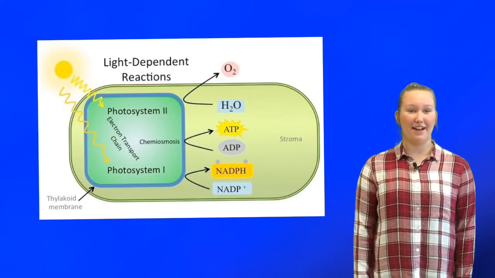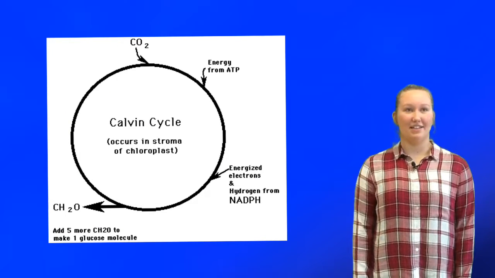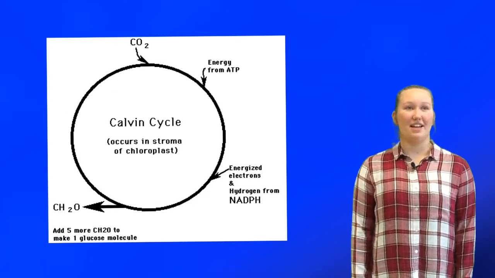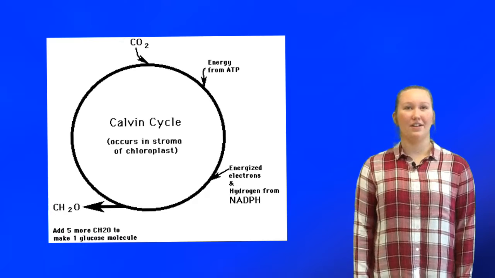In the light-independent reaction, the carbon dioxide is fixed or connected. In the end, you end up with 2 ATP, sugar, NADH, and phosphate.